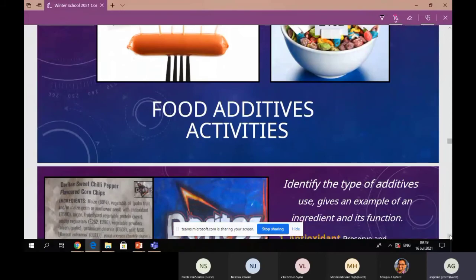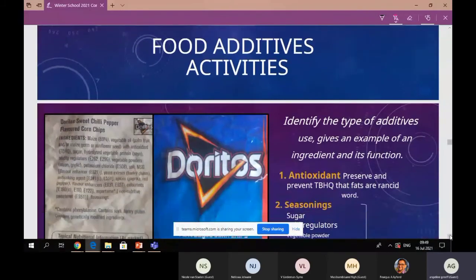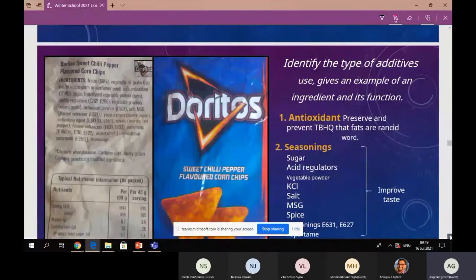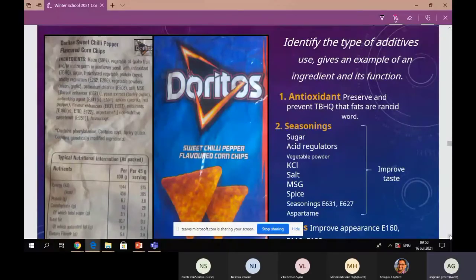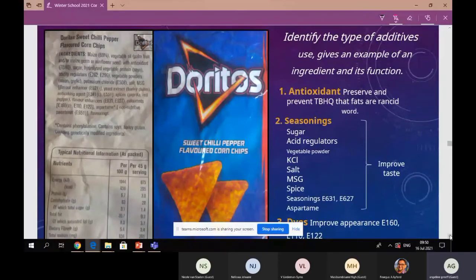Okay. So if you just quickly go to this Doritos pack over here, you can be given a label, as is the case over here, and then asked to identify the additives, the different types of additives, and give an example of an ingredient and its function. Okay, so there you will see there's antioxidants in there. Okay, so they preserve and prevent fats from becoming rancid.